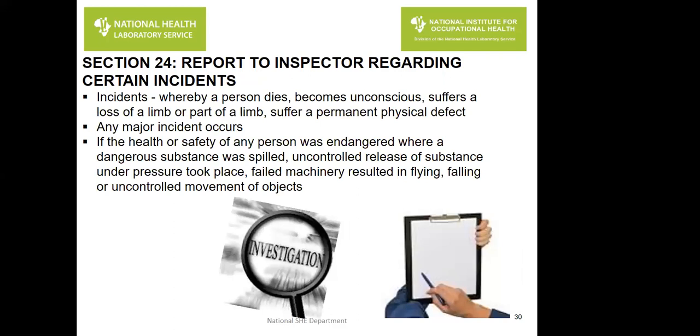Section 24, it is reporting to the inspector regarding certain incidents. In section 24 of the Act, you will notice that these incidents are listed as incidents whereby a person dies, becomes unconscious, suffers the loss of a limb or part of a limb, or suffers permanent defect. Where any major incident occurs, where the health and safety of a person was endangered, where a dangerous substance was spilled, uncontrolled release of a substance under pressure, where machinery failed and flew out of control, or falling off, or uncontrolled movement of objects. So it's basically the major incidents that cause major illness and injury. So these are section 24. They need to be reported immediately to the Department of Labor. There is an annexure form that needs to be used for this purpose.